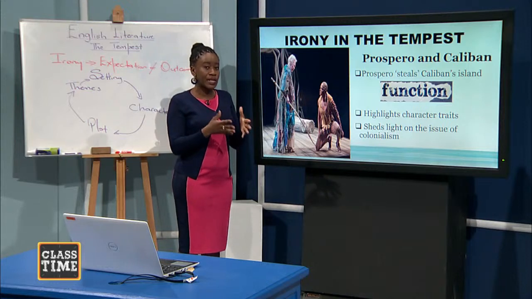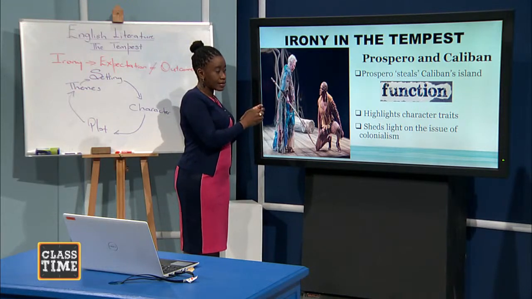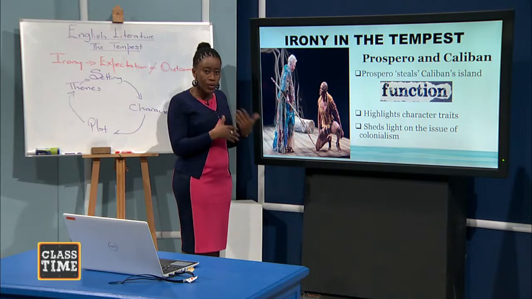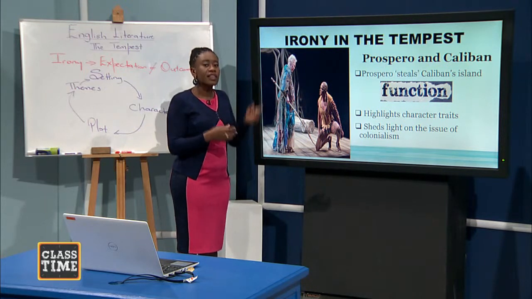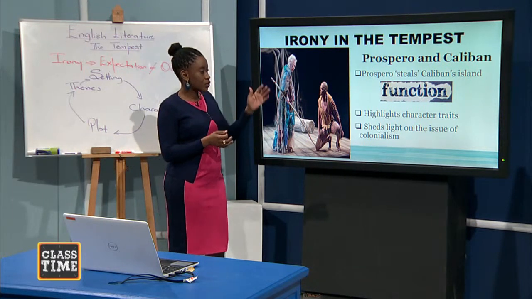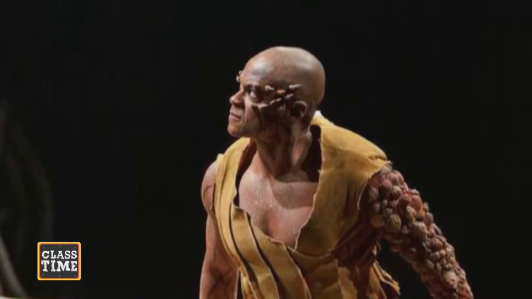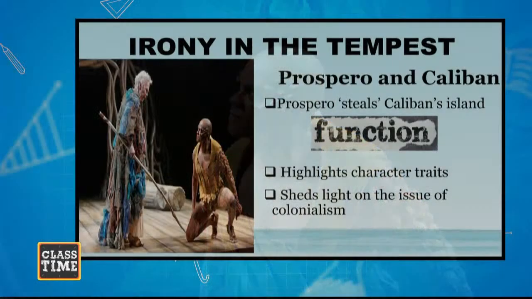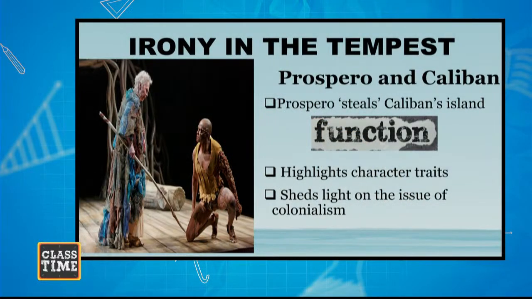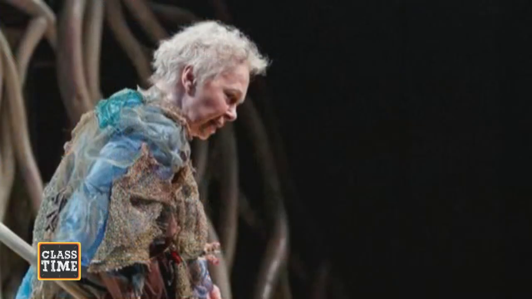It sheds light on the issue of colonialism. And if we're looking at colonialism here, what aspect of the drama would that be? Which element? The themes, very good. So it sheds light on the theme of colonialism. Usurpation, I heard that, very good. So it shows us that Prospero colonized the island, made Caliban a slave, pretty much the same way that his brother took away his authority, all right? So we can move on from here now.